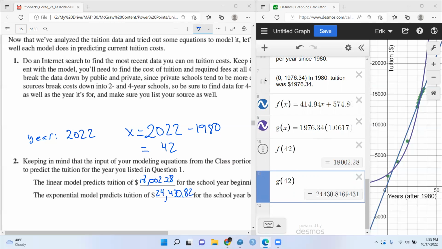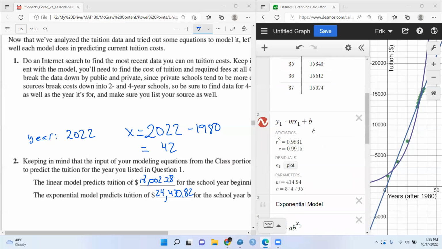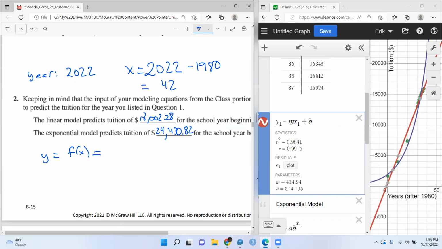Yeah, not a problem. So for this linear function, I took the model that Desmos gave us, and instead of writing y equals, I wrote f of x equals, and then I took the m, which is 414.94, times the x plus the b, 574.80, rounded to 2 decimal places. So there's where the linear one came from.